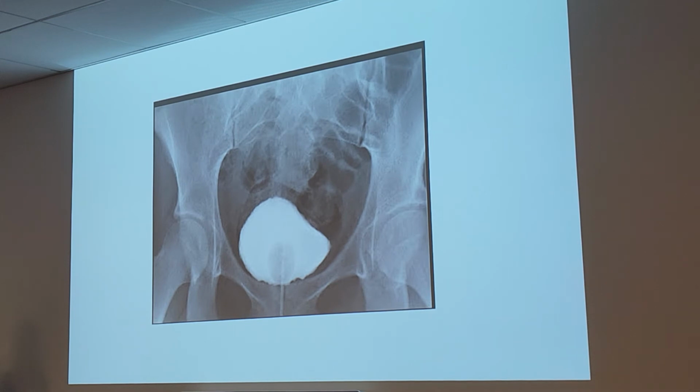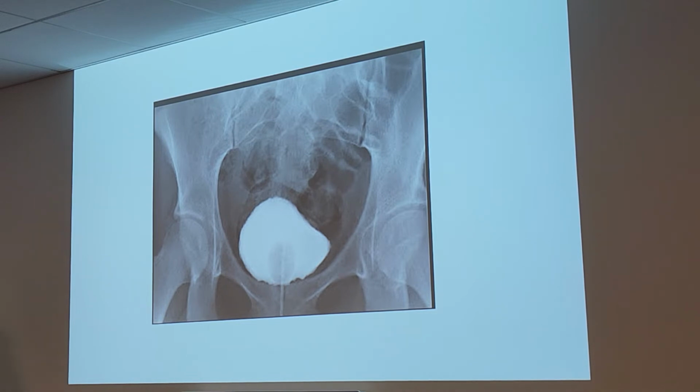Oh yeah, it's painful. So this is a picture of a Foley catheter, and this is the shot of the balloon, and what is that? The bladder with what? Contrast.